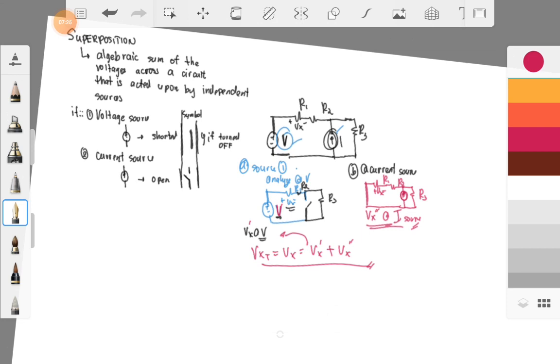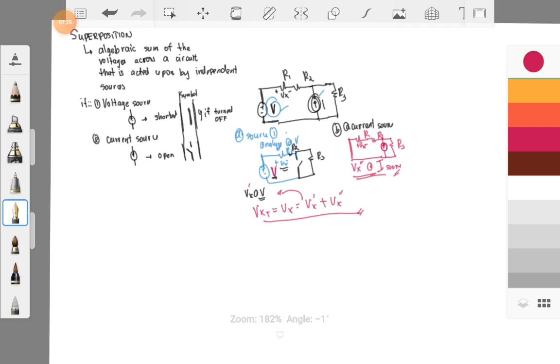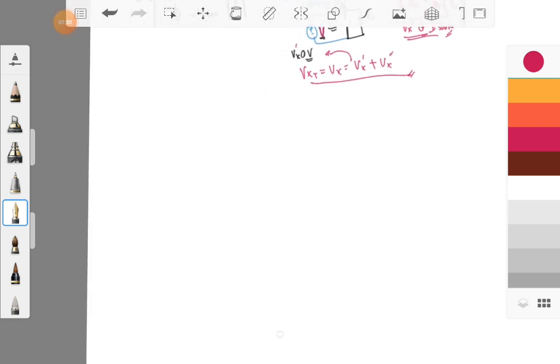isang i-analyze natin yung circuit. So let's have an example. Okay, so our example will be your practice problem.